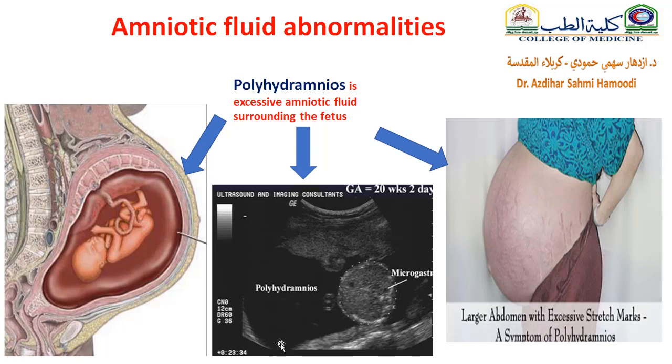You see the deepest vertical pool is very large. It's definitely more than 8 centimeters. And you see also there is a congenital anomaly. You see here microgastria, that's to say the stomach is very small. That's to say this baby has a disorder or anomaly in its GIT, maybe duodenal atresia or esophageal atresia, that leads to polyhydramnios.